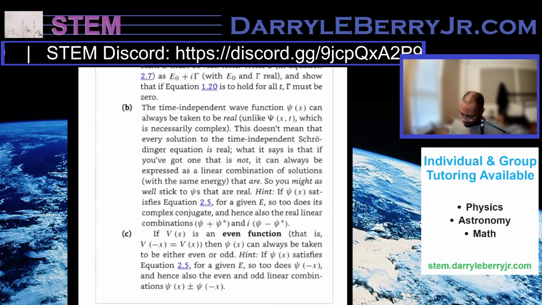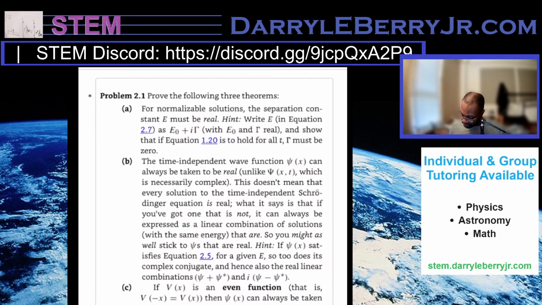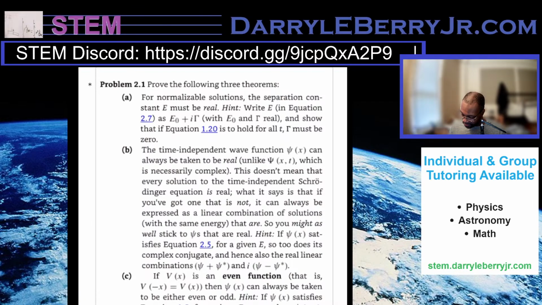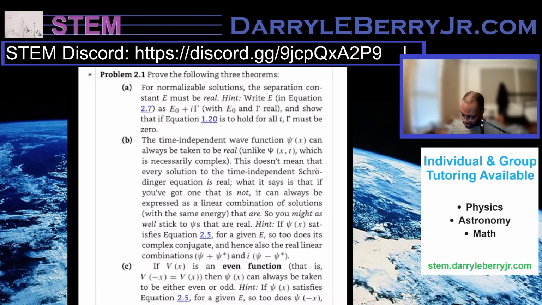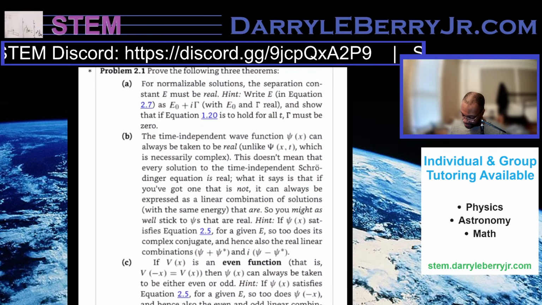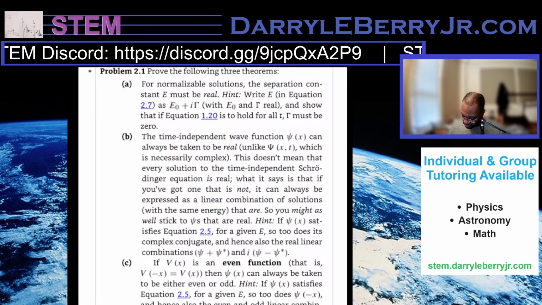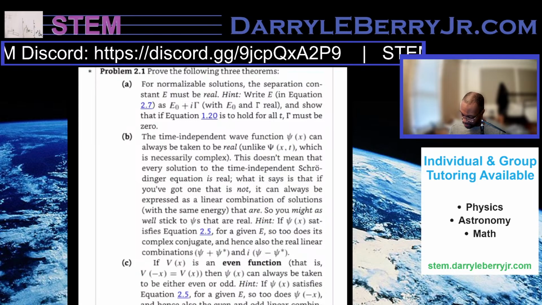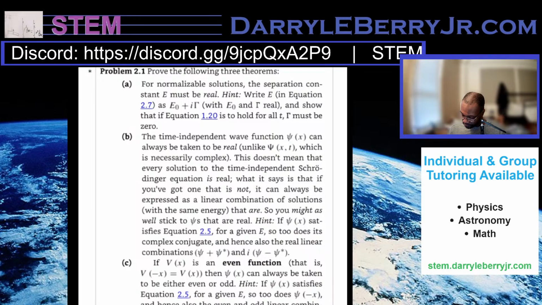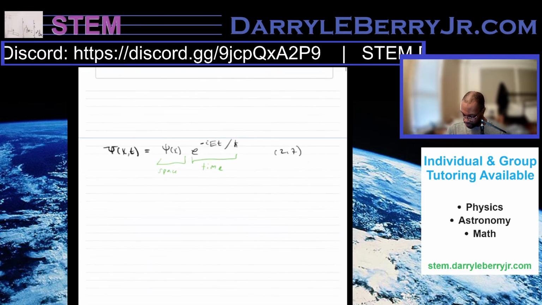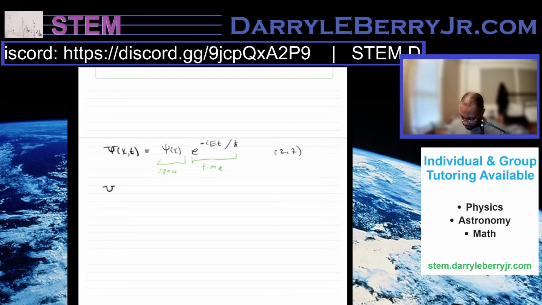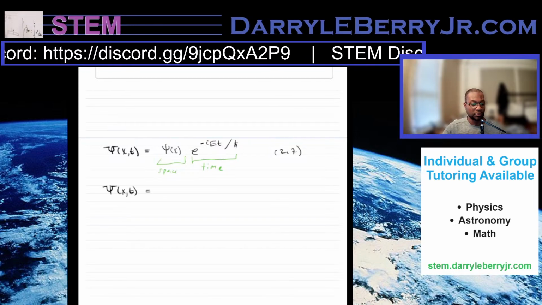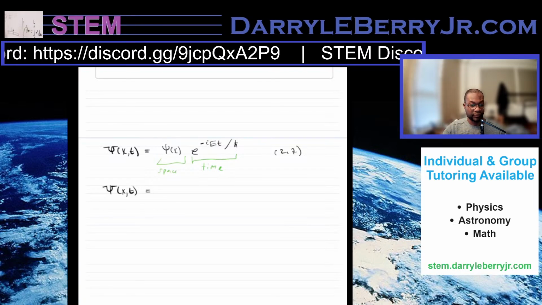So this is 2.7, and he's saying for normalizable solutions, the separation constant E must be real. Write E in equation 2.7 as E naught plus i lambda, for both of those real. Show that equation 1.20 is the whole for all t, lambda must be 0. So basically, we're going to rewrite this with a different variable.